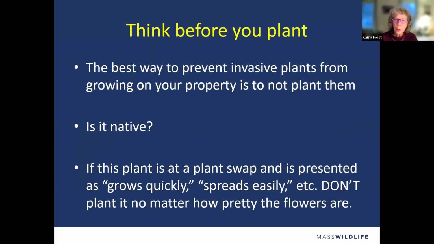And before you plant anything, think about what it is. The best way to prevent invasive plants from growing is to not plant them. So start by thinking, is it native? And second, pay attention if you're picking something up from a plant swap. Think about what people are saying about it: it grows quickly, spreads easily. You don't want it. It's going to become a problem plant. They're getting rid of it because it's a problem plant, because they have too much of it. No matter how pretty the flowers are, don't take it.